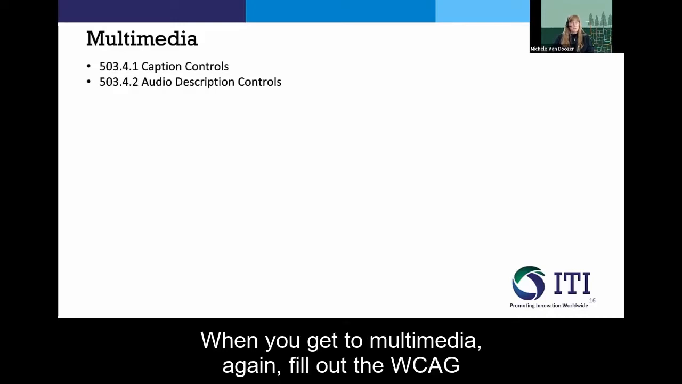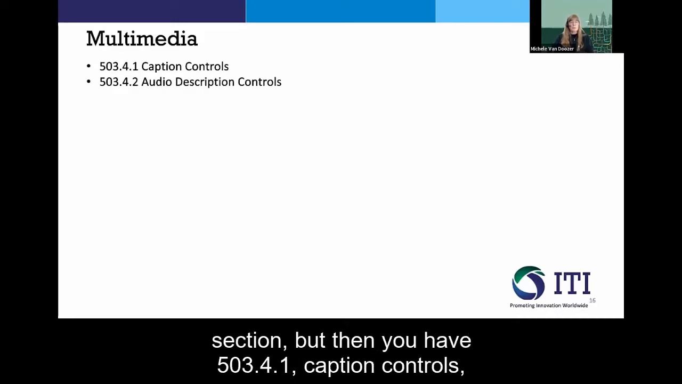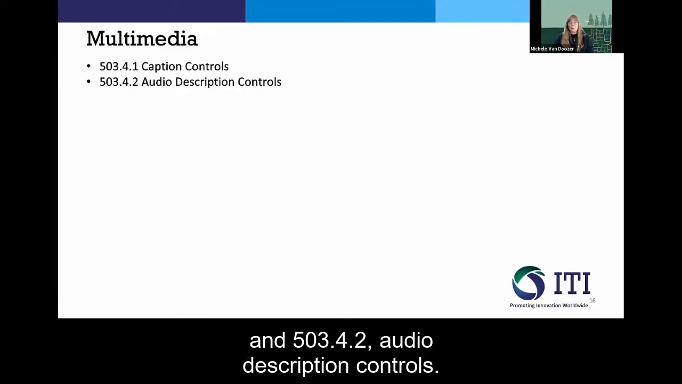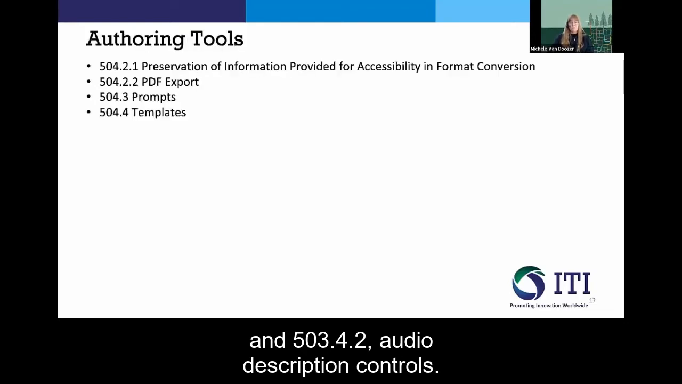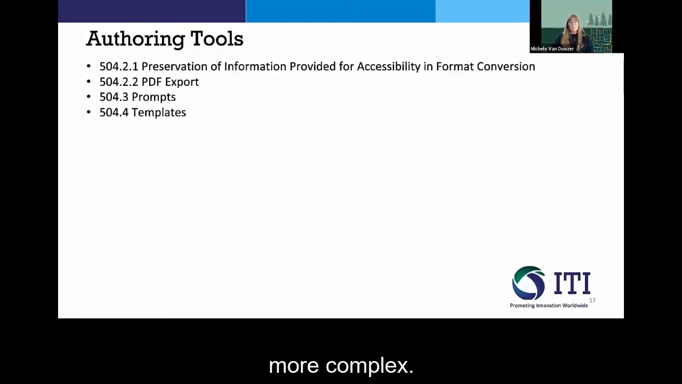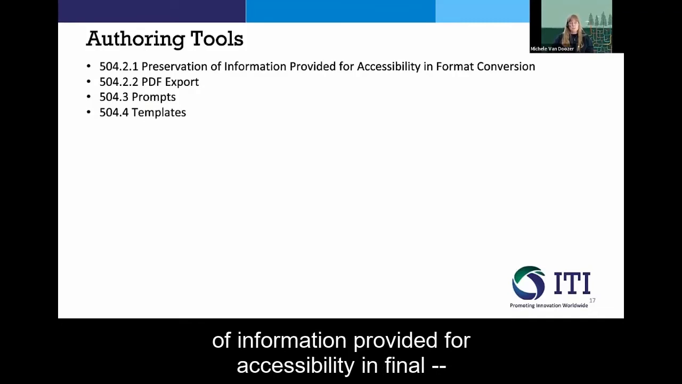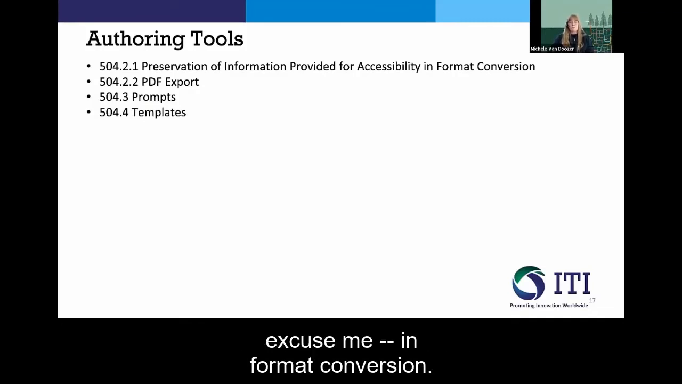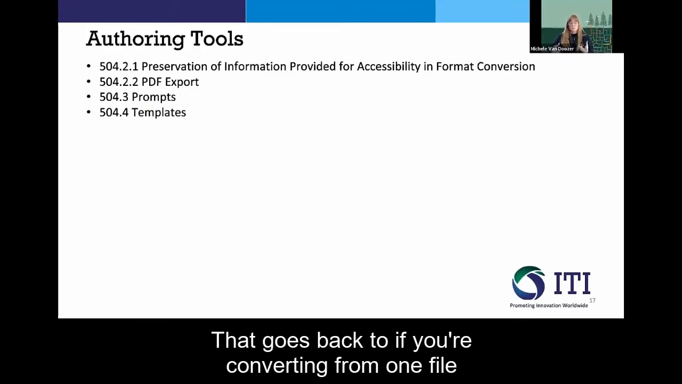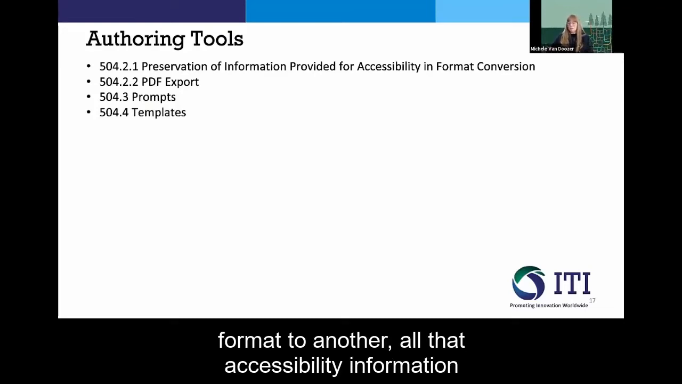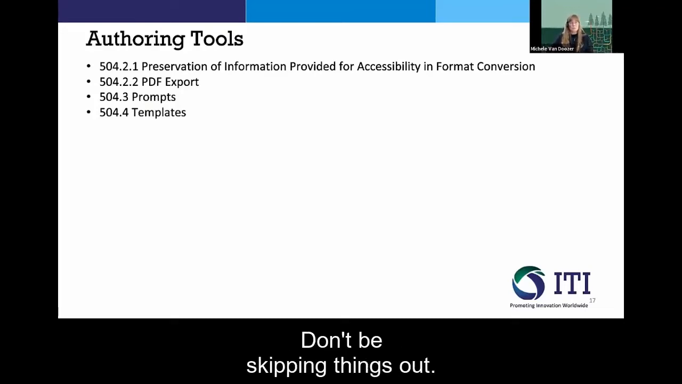When you get to multimedia, again, fill out the WCAG section, but then you have 503.4.1 caption controls and 503.4.2 audio description controls. For authoring tools, this one gets a little bit more complex. There are 4 requirements here. 504.2.1, preservation of information provided for accessibility in format conversion. That goes back to if you're converting from one file format to another, all that accessibility information needs to be transferred also. Don't be skipping things out.